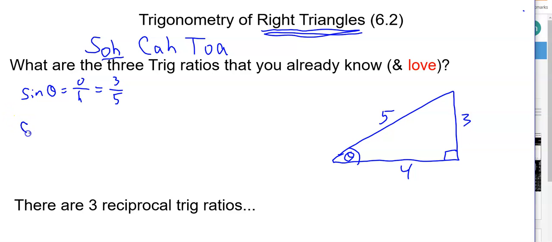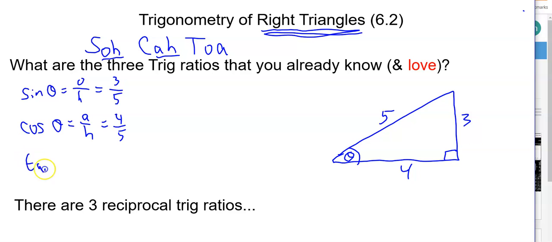Then we'll set up the cosine of theta. And cosine is adjacent over hypotenuse. That's what that helps with, adjacent over hypotenuse, which in this case is the adjacent side, the one next to it, but not the hypotenuse, is 4 over 5. That's the ratio. So sine, cosine, and tangent are ratios of numbers. So sine of theta is 3 over 5. Cosine of theta is 4 over 5 in this case.